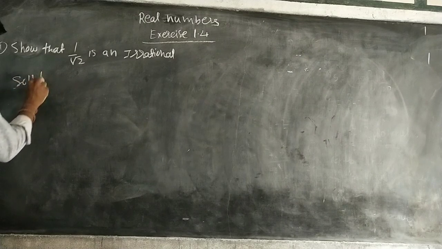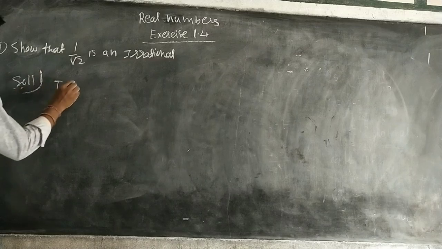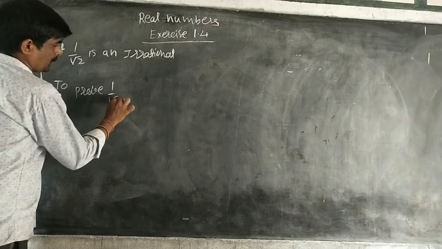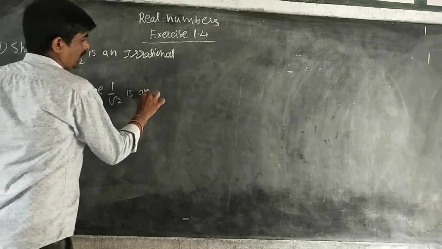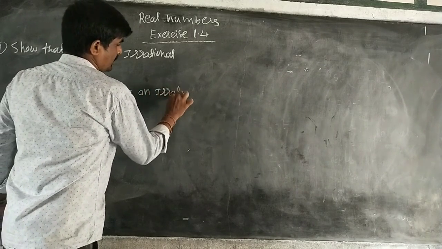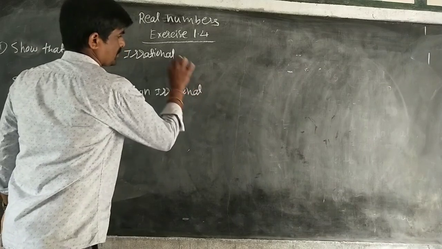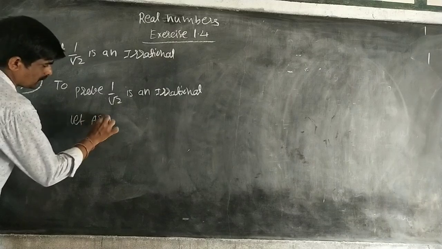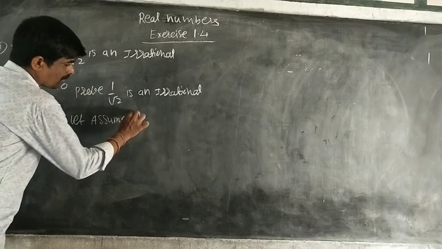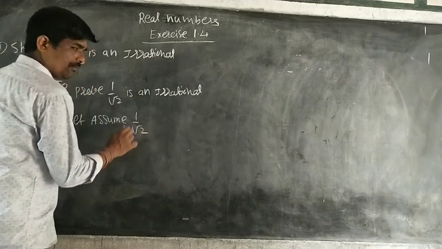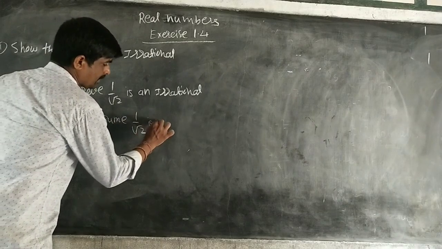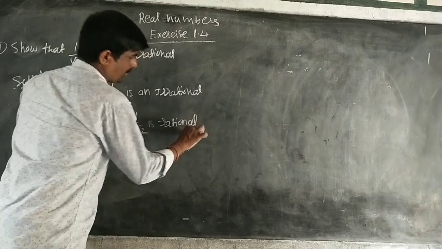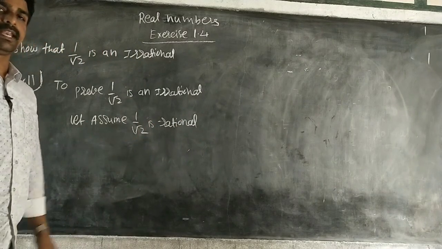What do we have to prove? To prove: 1 by root 2 is an irrational number. So let us assume, what do I assume? 1 by root 2 is rational. 1 by root 2 is a rational number.